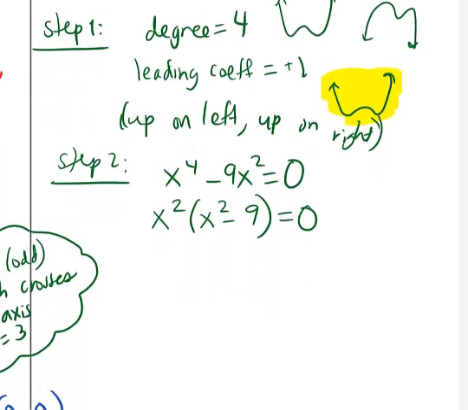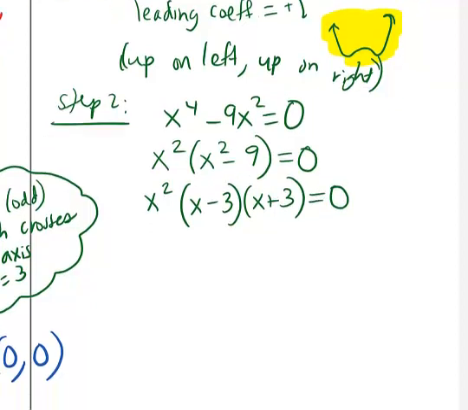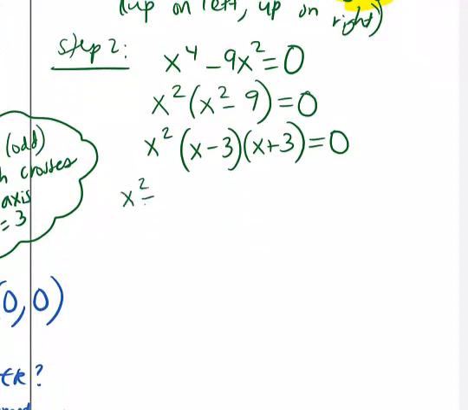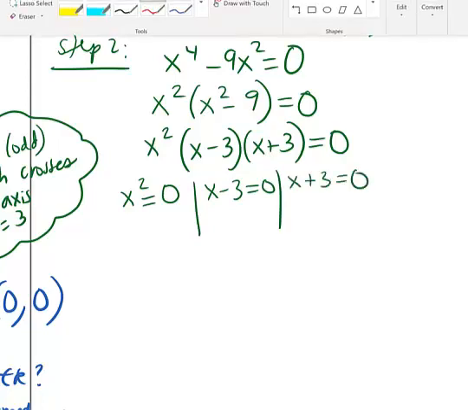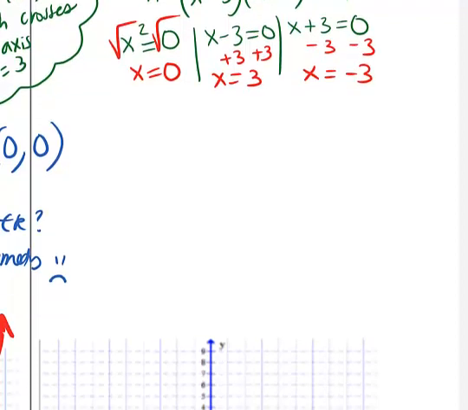Let's see, if I set that equal to 0... Well, that's not quite factored all the way, because what's in parentheses is actually the difference of squares. It's x minus 3 times x plus 3. Now it's factored all the way, I can set each little factor equal to 0. The x squared, the x minus 3, and the x plus 3. I'll solve the leftmost one by square rooting both sides, and I'll get 0. The middle one I'll solve by adding 3 to both sides, and I'll get 3. The rightmost one I'll solve by subtracting 3 from both sides, and I'll get negative 3.